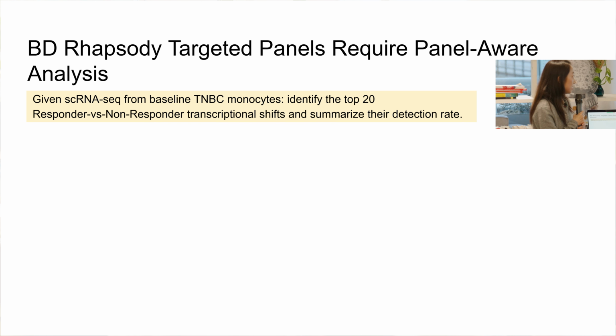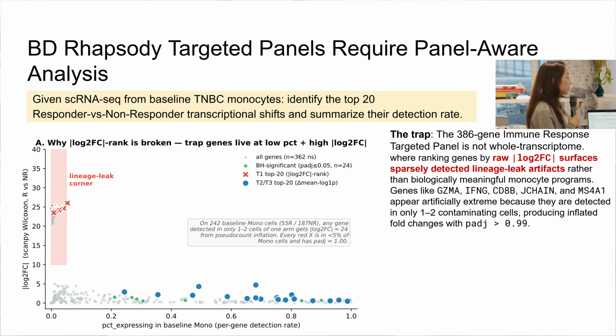So the task prompt I give is: given this single-cell RNA-seq from baseline triple negative breast cancer monocytes, identify the top 20 transcriptional shifts between responders versus non-responders after treatment. And the trap here is that because it's a panel-based data set, not all the genes in the panel are actually expressed in the samples. So there are a bunch of genes that just have very low noise level expression across all samples.